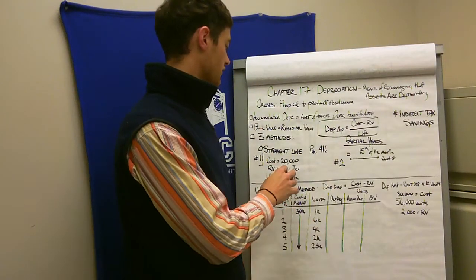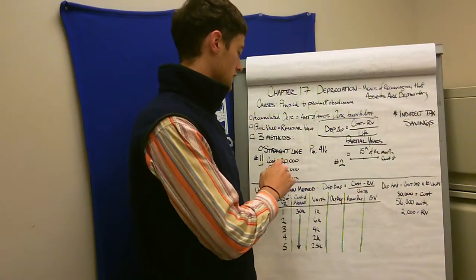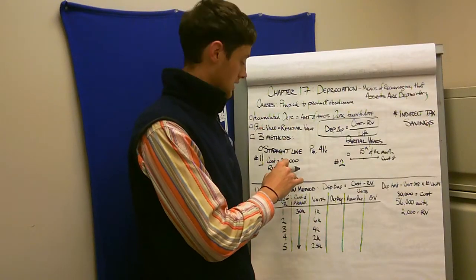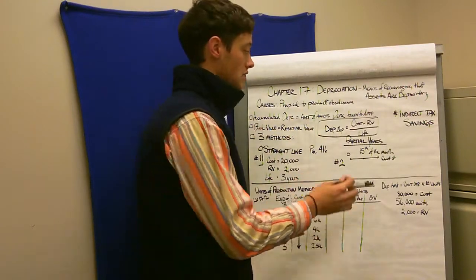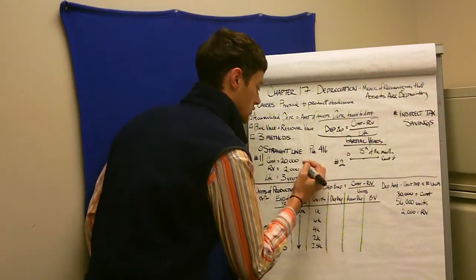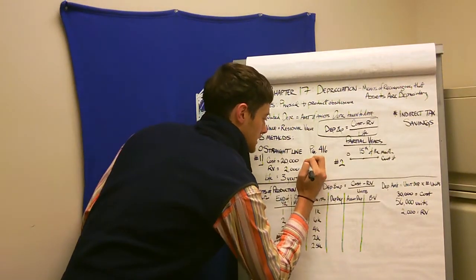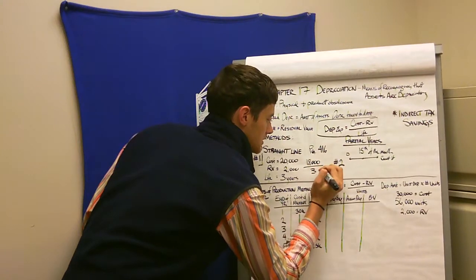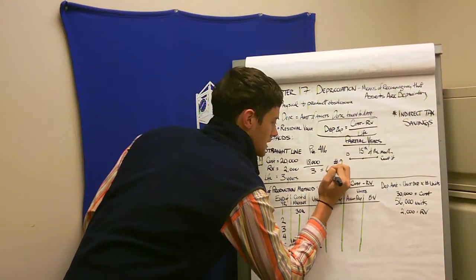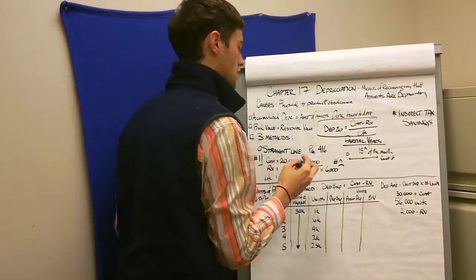So if we bought something for $20,000, and its residual value is $2,000, and the life is 3 years, what is the annual depreciation expense? Well, we plug it into the formula. 20,000 minus 2,000 is $18,000 divided by 3 years. So it gives us $6,000 a year as our depreciation expense.